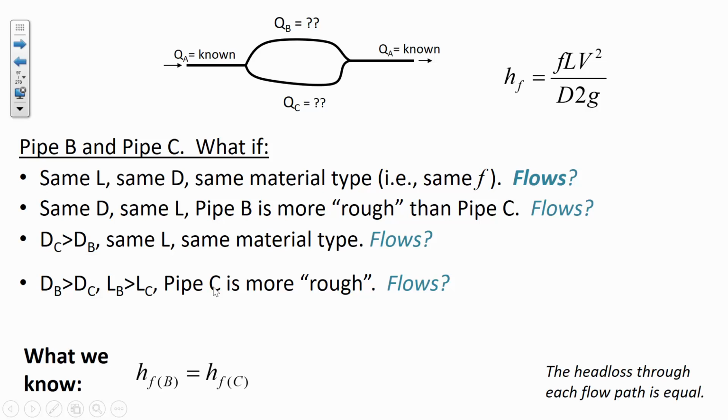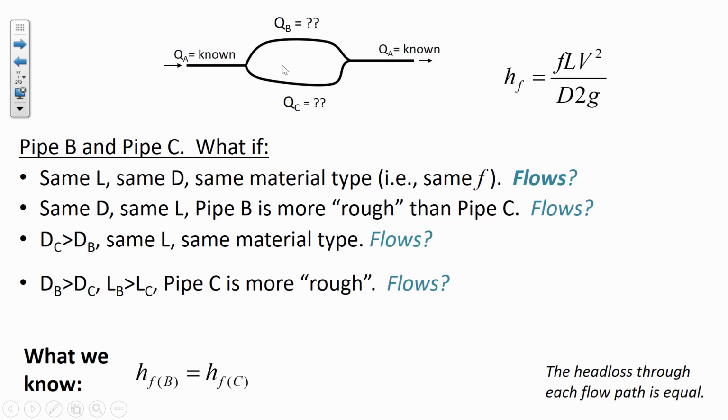But what we do know is that the two head losses are equal. The head loss through pipe B is going to be equal to the head loss through pipe C, regardless of the length, the diameter, the friction factor. Just the water is naturally going to set itself up so that the head loss is equal.